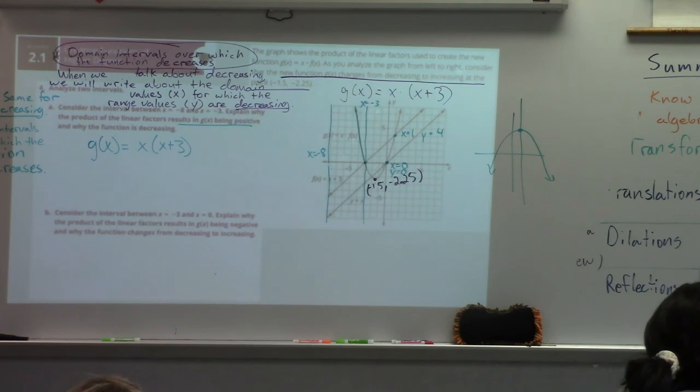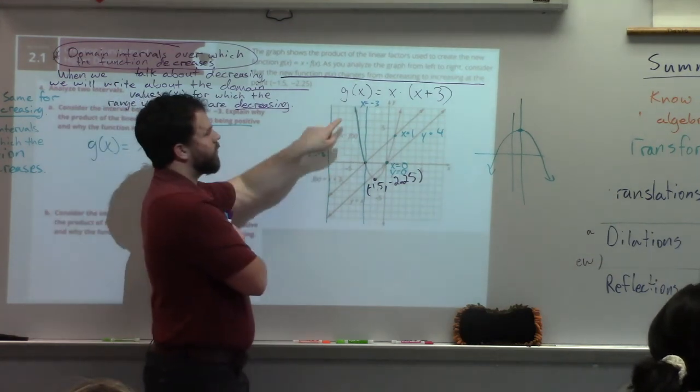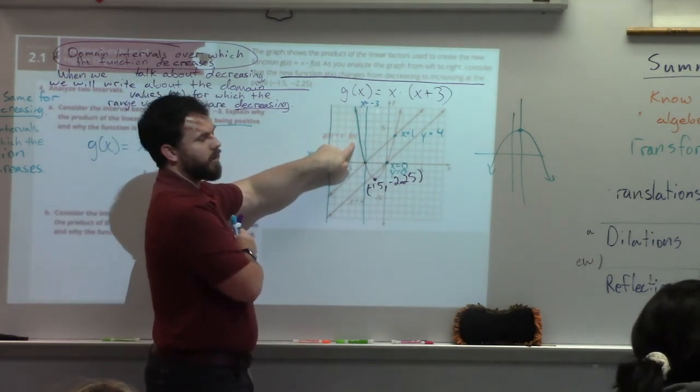It's outside the domain intervals. No. Listen to the statement again. Think about this. G of x is my what? Your y. Look at the y's. Oh, the y's are increasing. No, because we always read left to right, so that's decreasing.